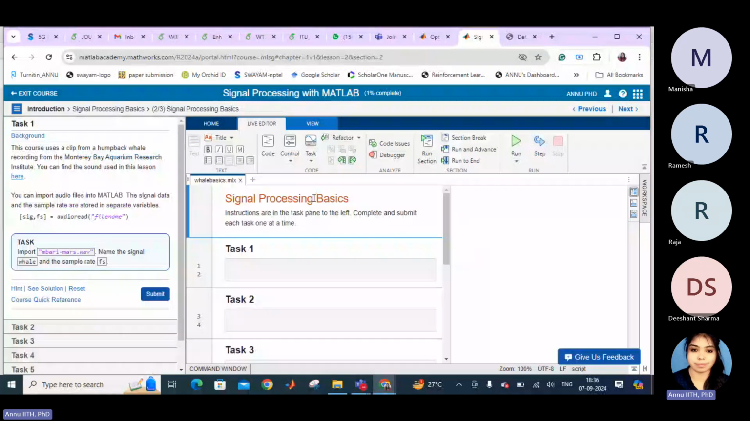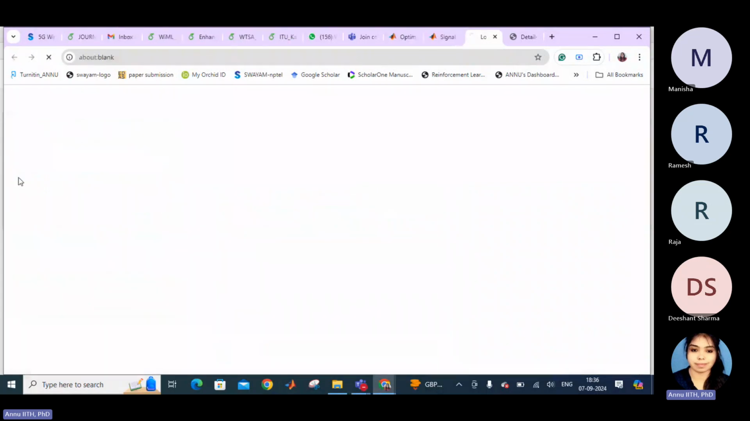This course uses a clip from a whale recording from the Monterey Bay Aquarium Research Institute. You can use the sound in this lesson, the sound used in the lesson. You can also import the audio files into MATLAB. The signal data and the sample rate are stored in separate files. So from here, we can hear the sounds also.